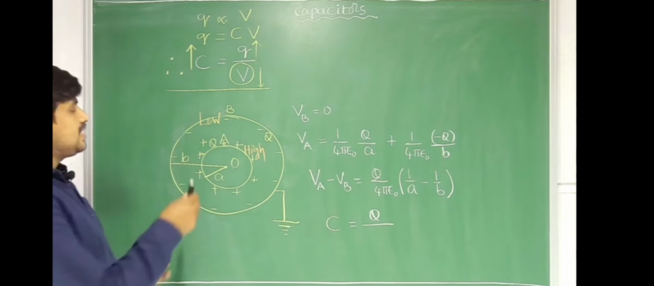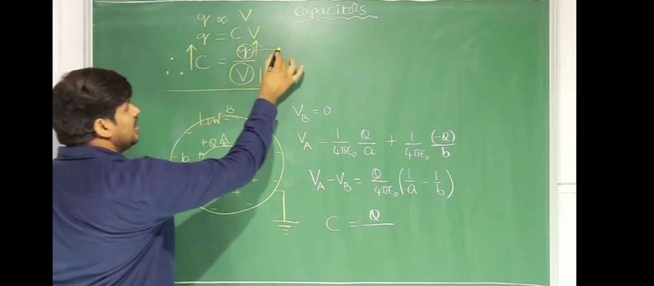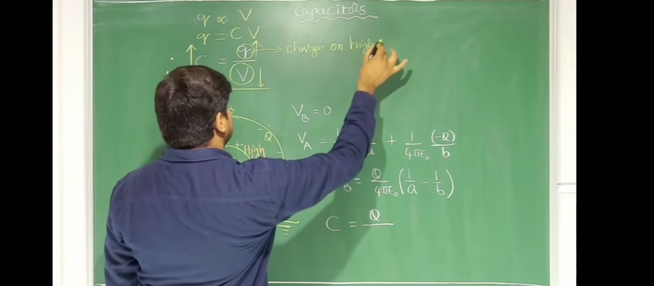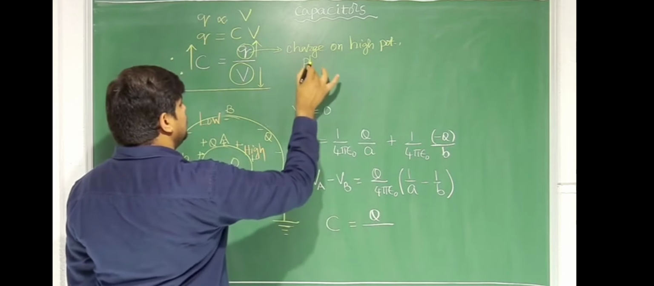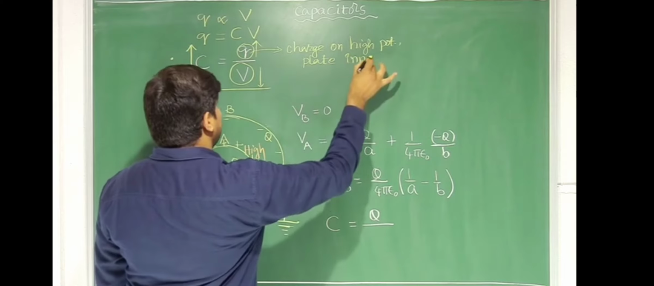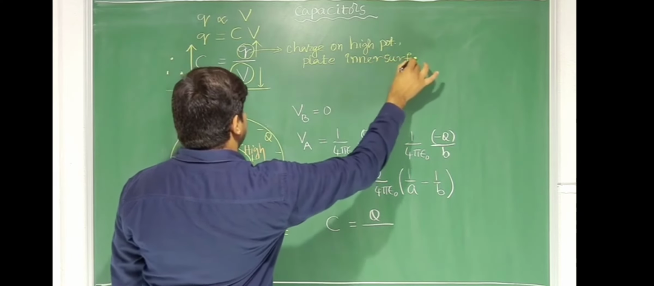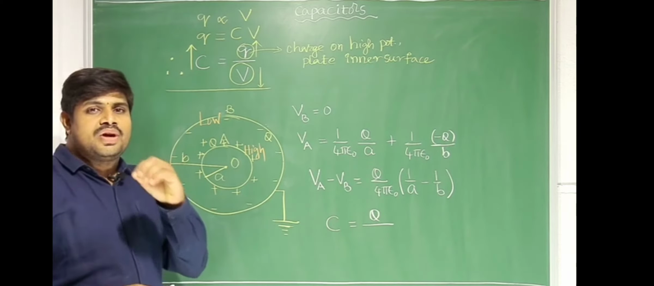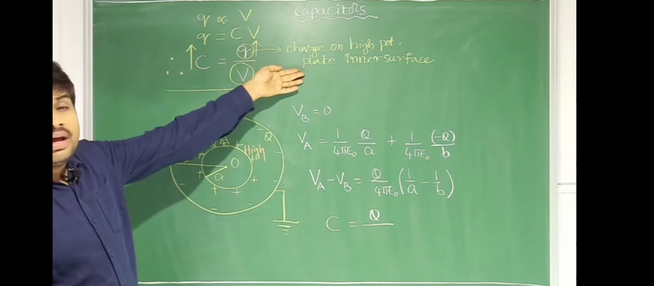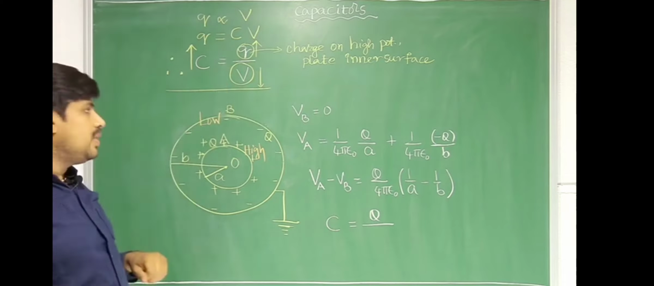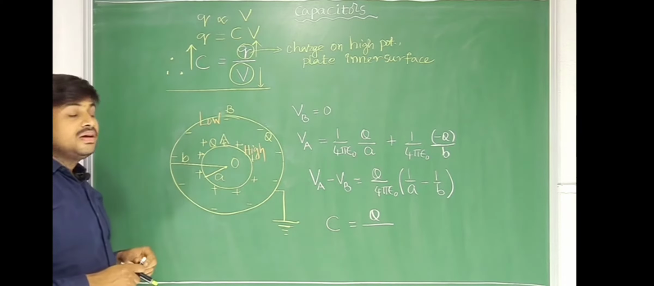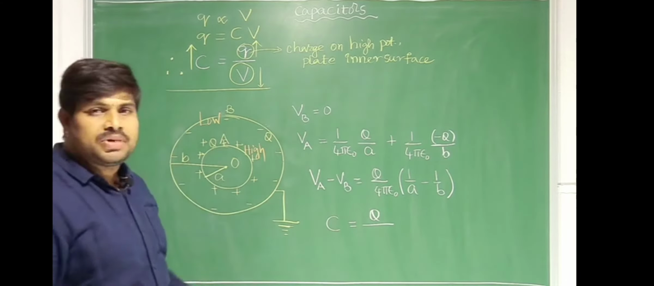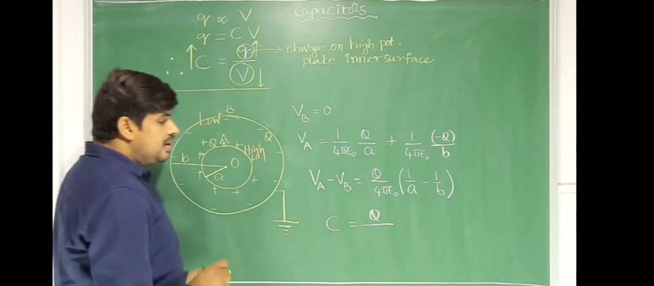Always when you are writing this capacitance, you must remember that this Q is the charge on the high potential plate inner surface. So if it is a parallel plate capacitor, then you must write the charge on the high potential plate inner surface. Here, in this arrangement, the high potential is A and the charge is present only on the outside of A. So obviously we take that charge only, that is plus Q, divided by the potential difference.